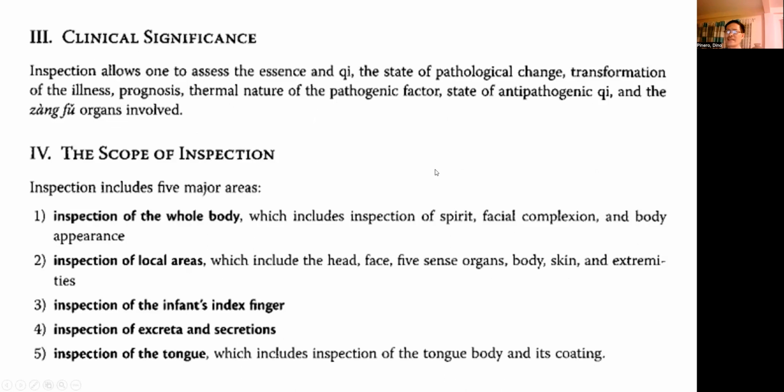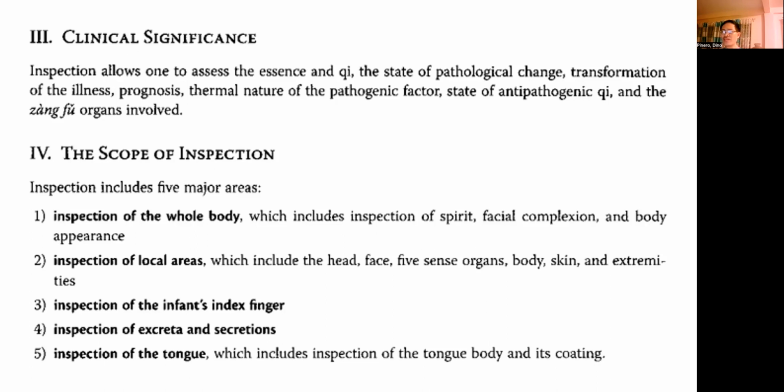The clinical significance of inspection: it allows one to assess the essence and qi, the state of the pathological change, transformation of the illness, prognosis, thermal nature of the pathogenic factor, state of anti-pathogenic qi, and the zangfu organs involved.